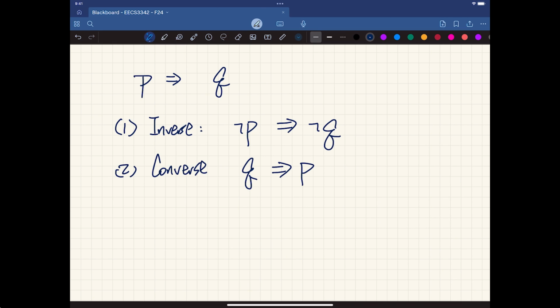All right? Now, there's another thing called contrapositive. Maybe you have heard of it before. Contrapositive.